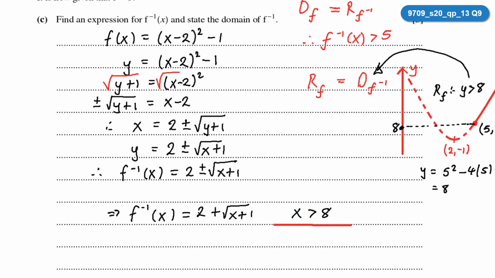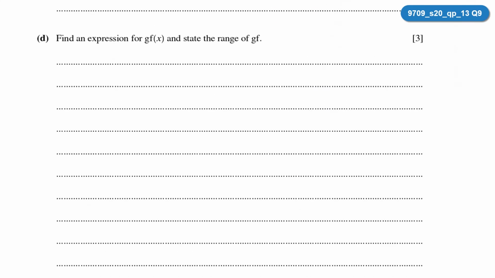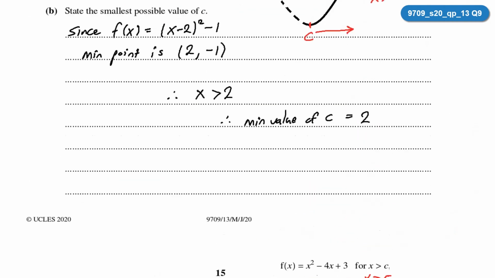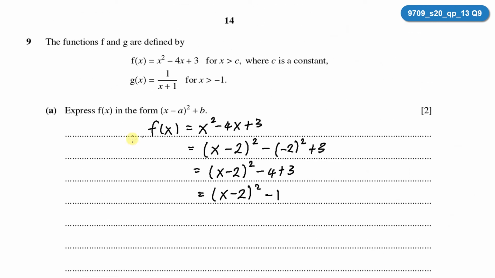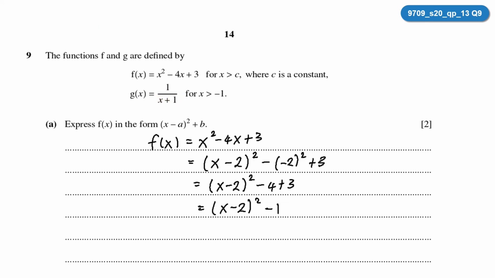Let us now scroll down to part D. Find an expression for g f of x and state the range of g of f. So here, this is a composite function, g of f of x. And we know from the question that the function g of x is defined for 1 over x plus 1. So let's take this.